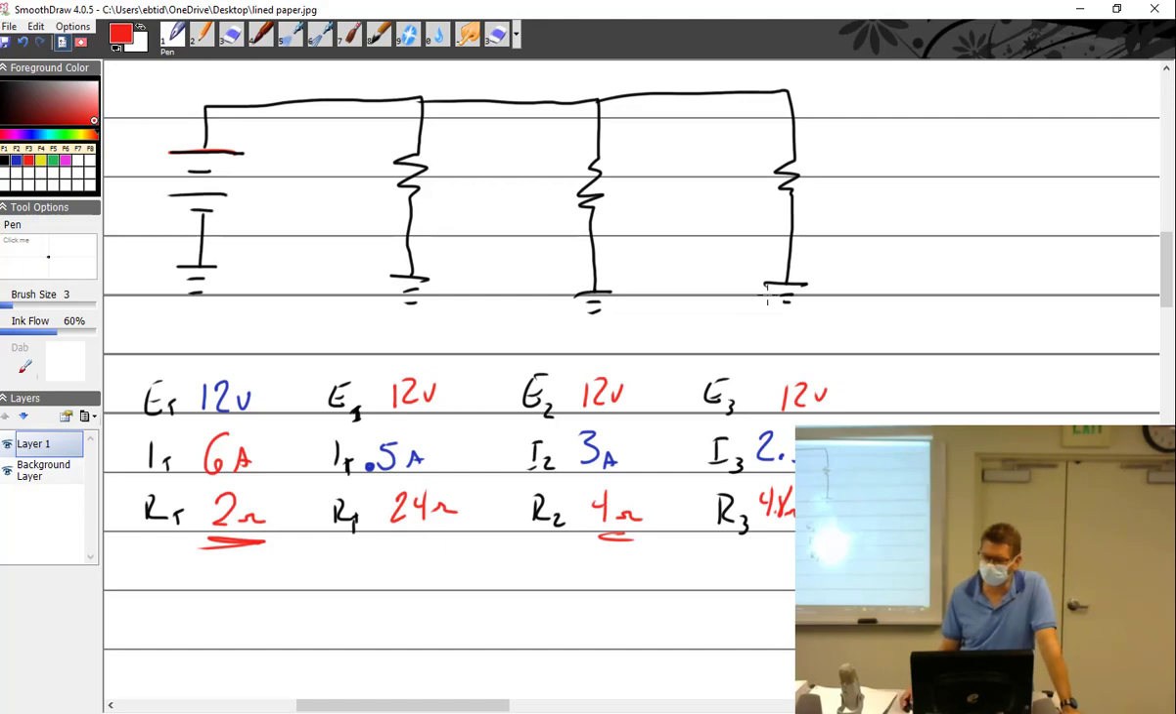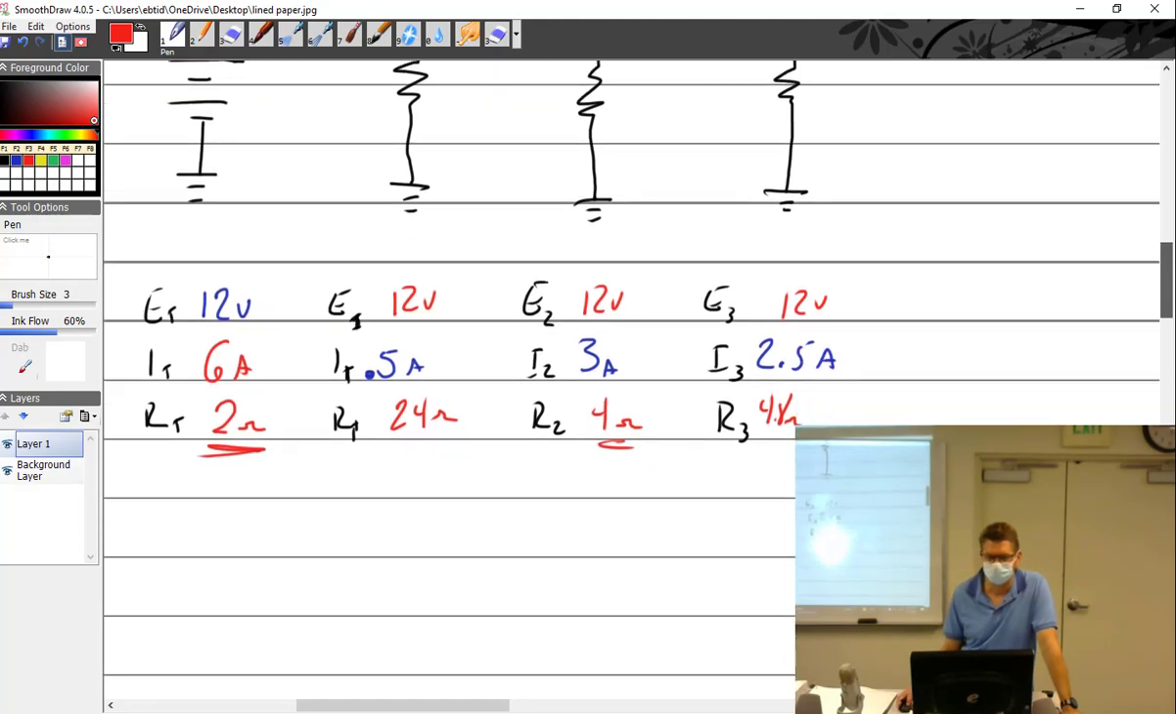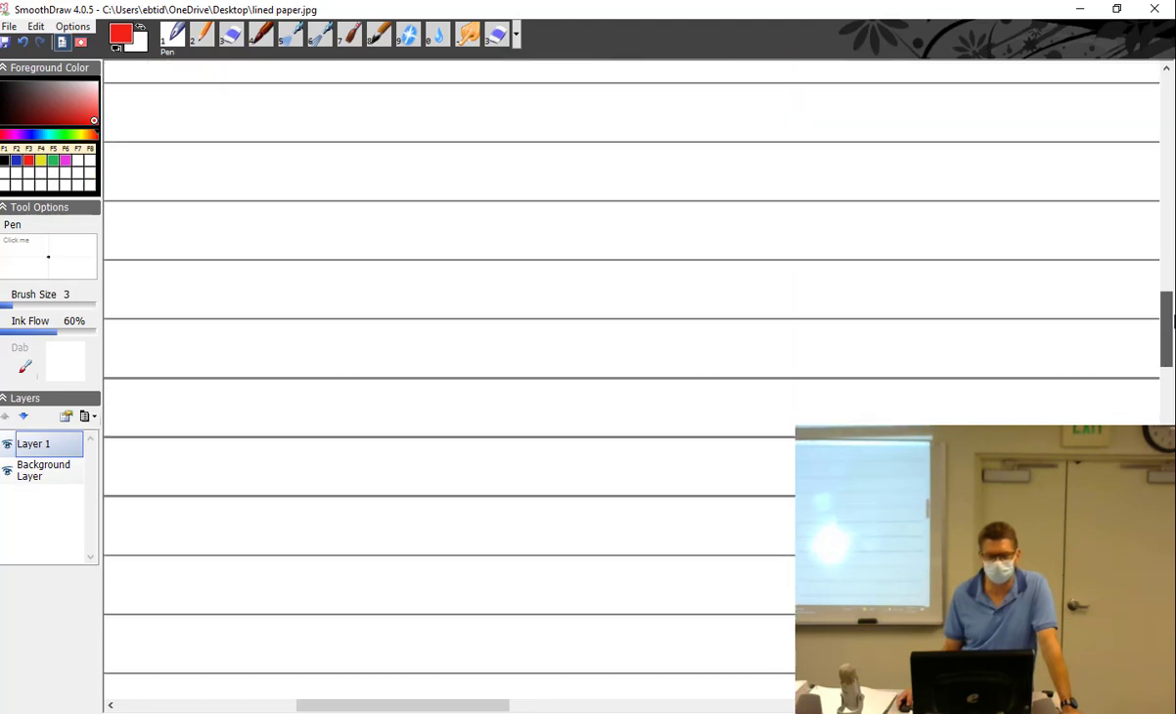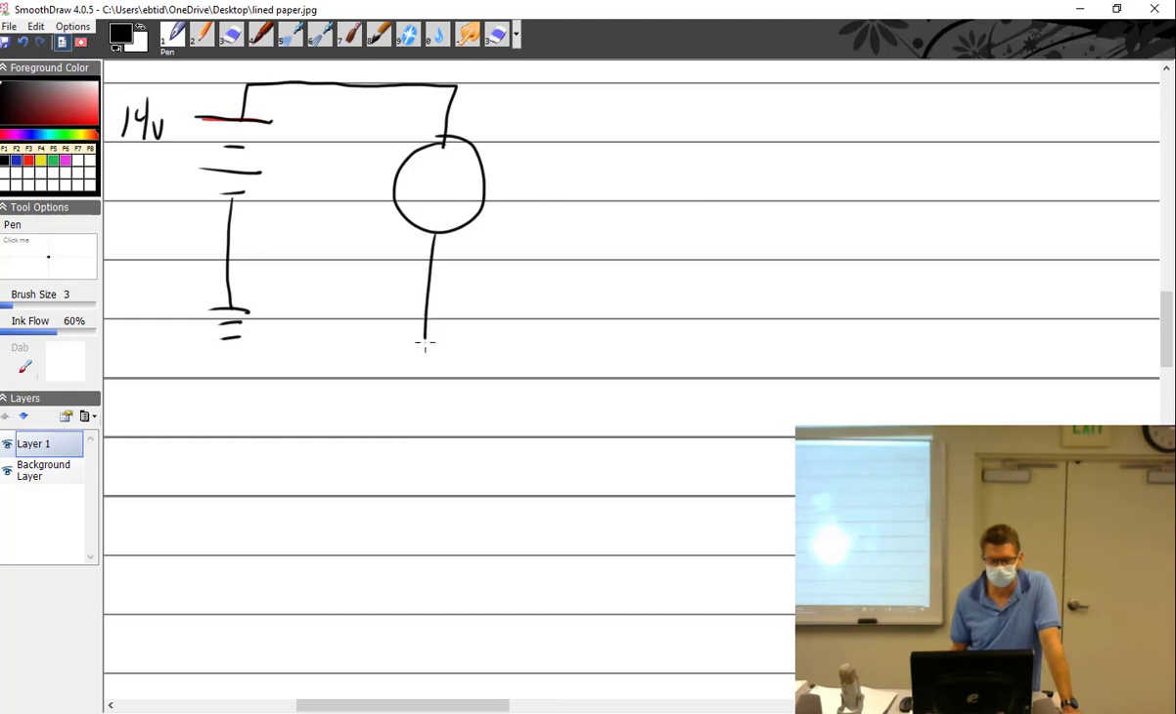You ready to take it up a notch? What's taking it up a notch? I'm going to tell you. No, not series parallel. Okay, so here we go. This is very different. Okay, so we have a 14 volt system, and that is running a motor. A motor that is a 7/8 horsepower motor that is 65% efficient.